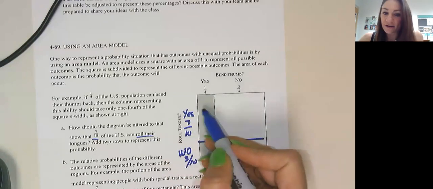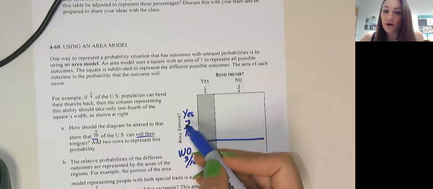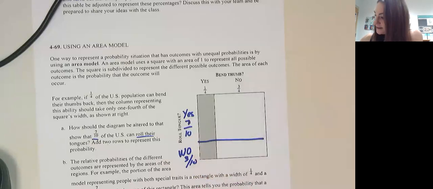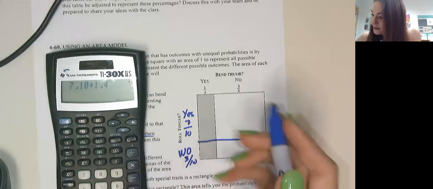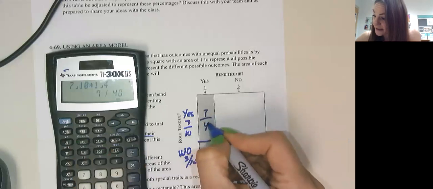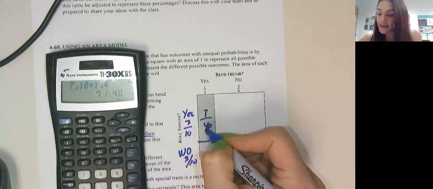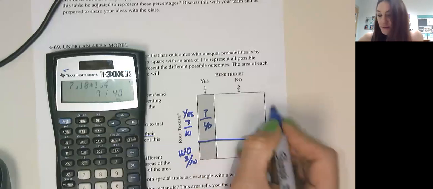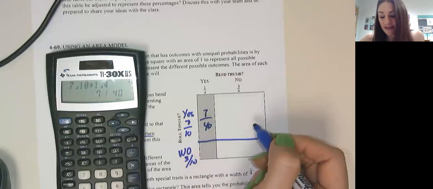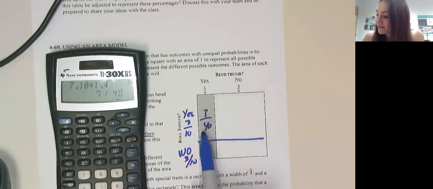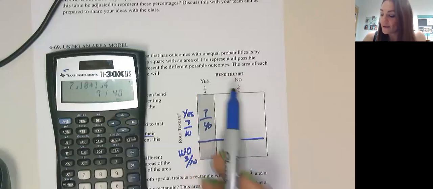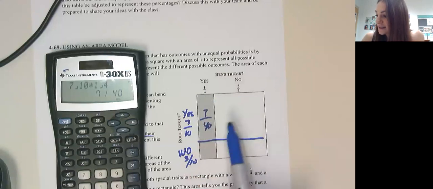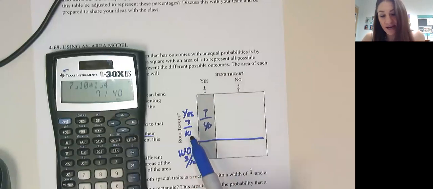So now to find the area of this piece, I'm now going to multiply 7/10 times 1/4. So now the probability of both of them occurring is actually 7/40. So we're still using the area model to help us make sense of the situation. However, these events are not 50/50. So you're just going to adjust the model, or you can make it a generic model.